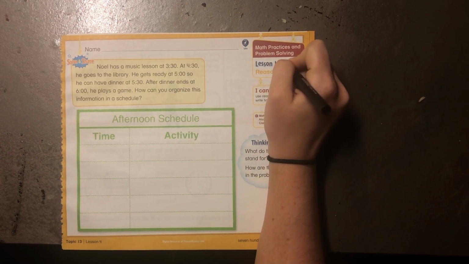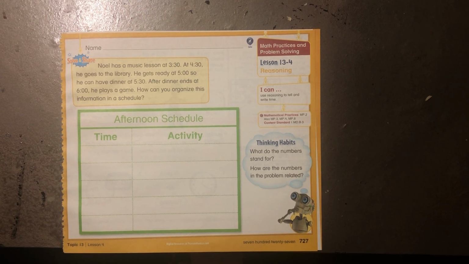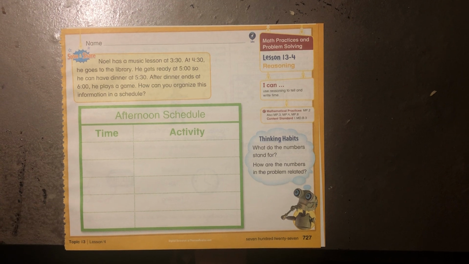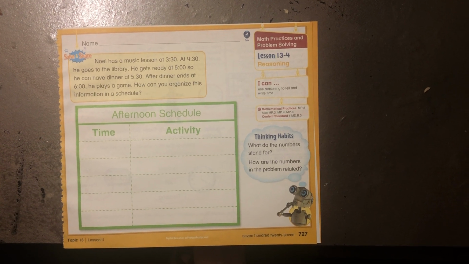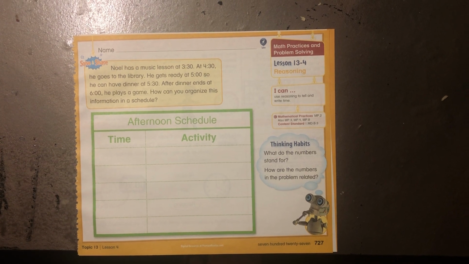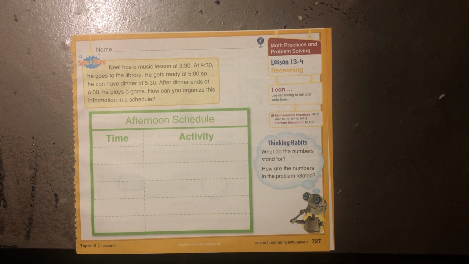Today we're going to be working on lesson 13.4, reasoning. So it says Noel has a music lesson at 3:30. At 4:30 he goes to the library. He gets ready at 5 so he can have dinner at 5:30. After dinner ends at 6, he plays a game. How can you organize this information in a schedule?